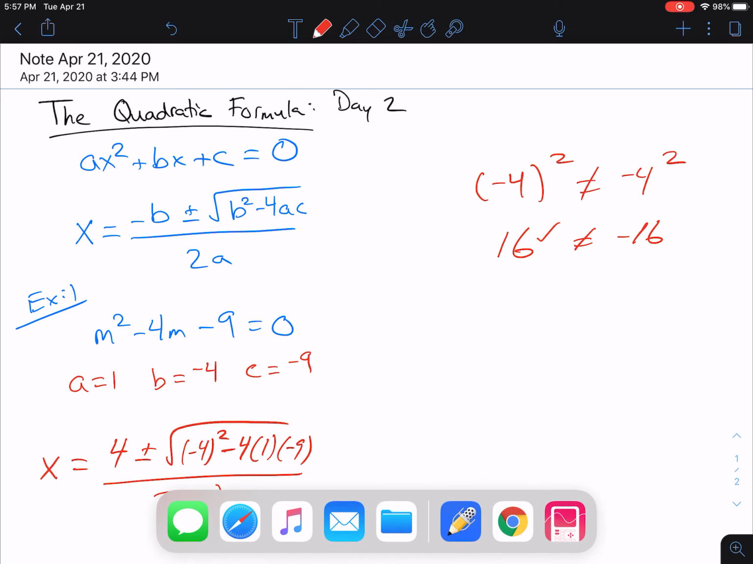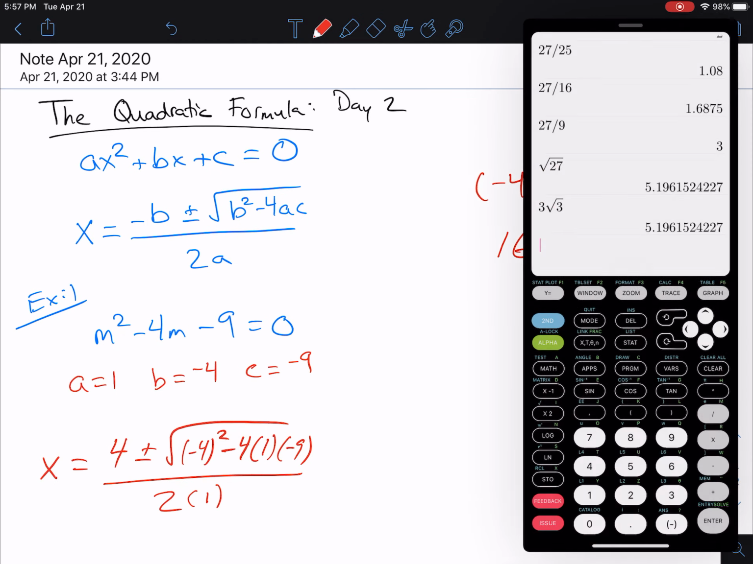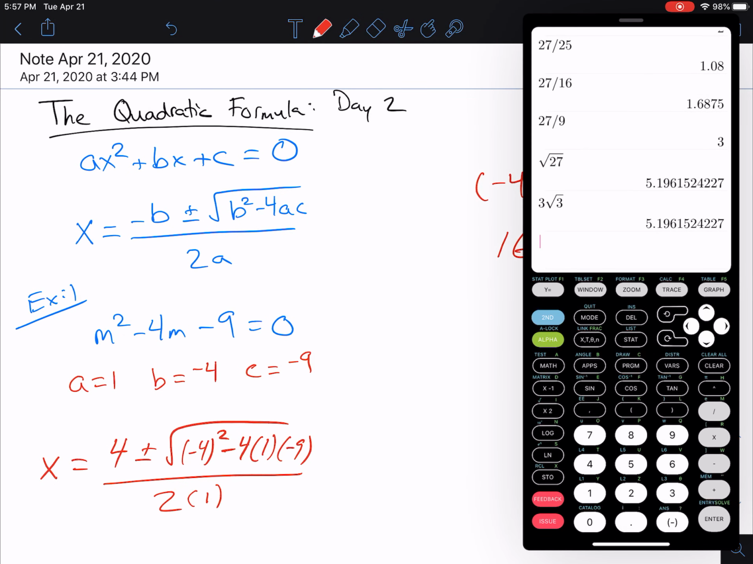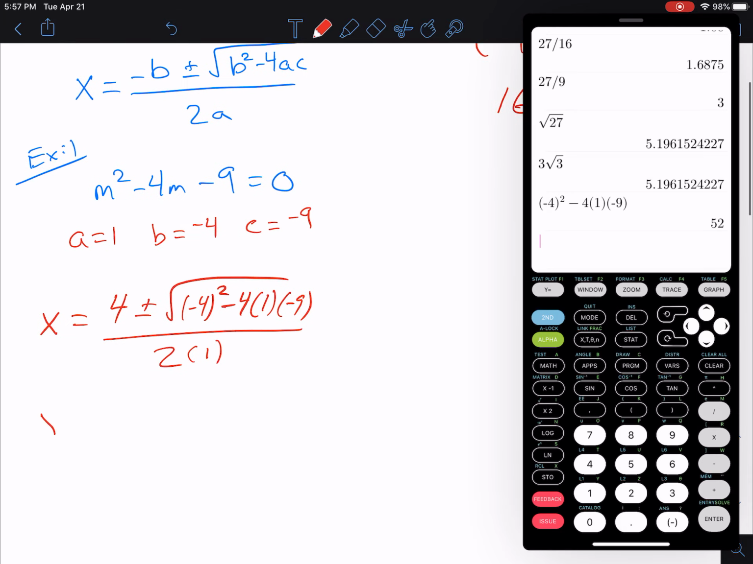Okay, so you hopefully remember that what we want to do here with our calculator is just plug in the part that's under the radical. So we plug it in exactly as we see it: negative 4 squared minus 4 times 1 times negative 9. And we get 52 under the radical. Okay, so we get x equals 4 plus or minus radical 52 over 2.